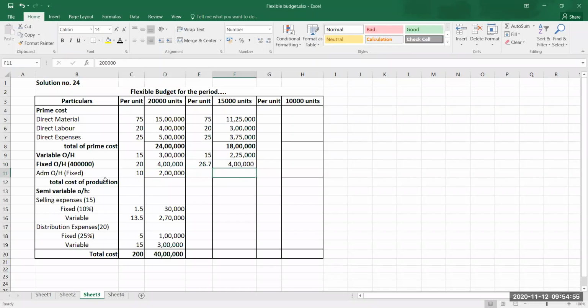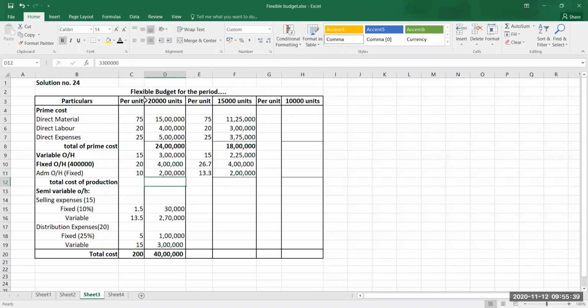Now, same way, the cost for administrative overhead expenses is fixed. So it will be 2 lakh. Now you need to calculate the cost per unit. So 2 lakh divided by 15,000, you will get 13.333. So you can just write 13.3. See here, the cost per unit for 20,000 units was 10 rupees. But here the cost per unit changed. So this is a very important feature about fixed cost, that is fixed overhead. Cleared? Yes, ma'am, clear.